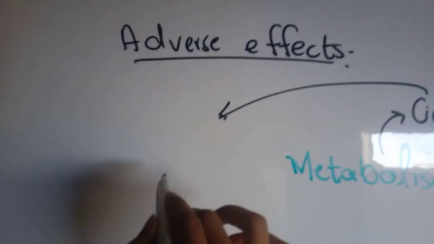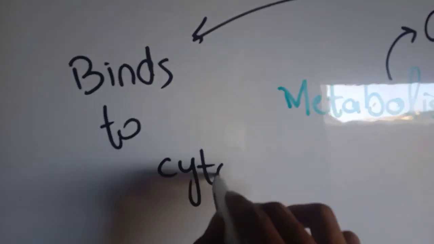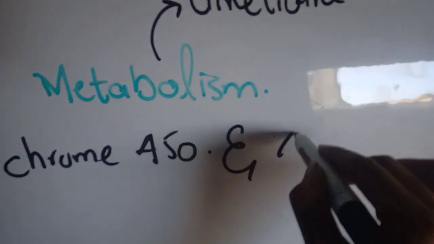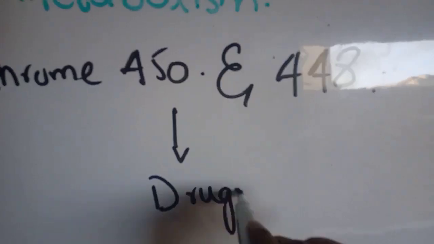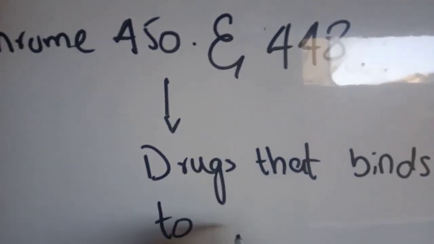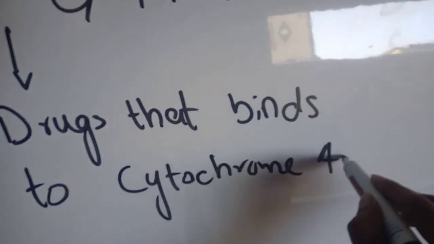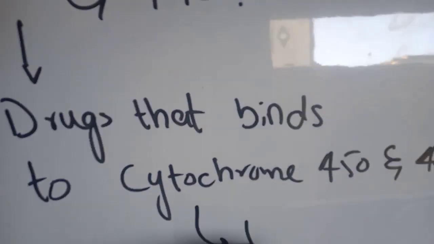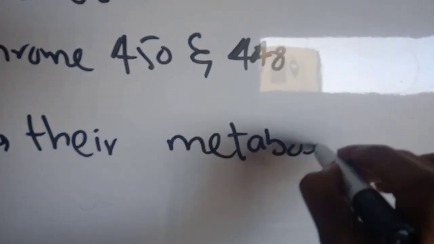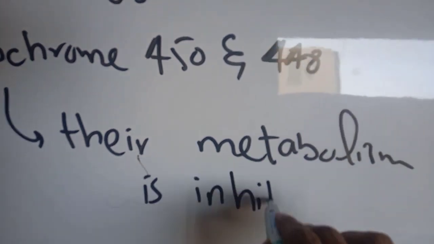Now we have to discuss metabolism. Cimetidine will bind to cytochrome P450 and cytochrome P448. So those drugs which are metabolized by P450 or P448 cytochrome will be inhibited, which includes warfarin and phenytoin, and their metabolism will be inhibited.